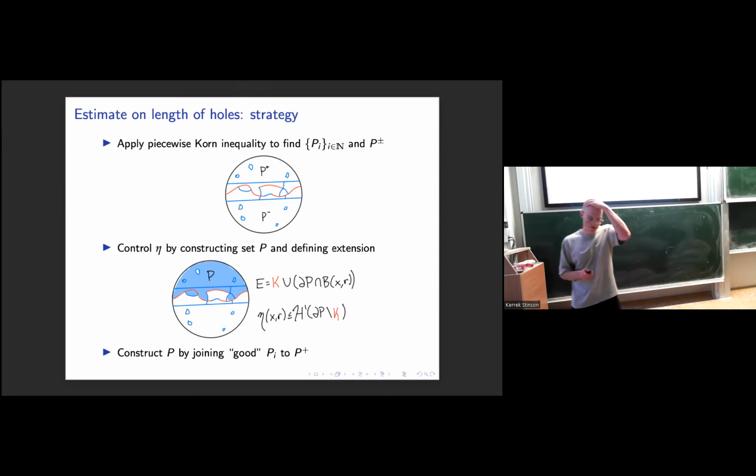Okay, and how do we construct this P and estimate the length of the boundary? Here in this shaded blue region, I've added a bunch of the small partition elements. You have to be careful which pieces you add, and you have to track them using the Korn inequality, and then you can estimate the boundary length. And I'll leave that there for now.